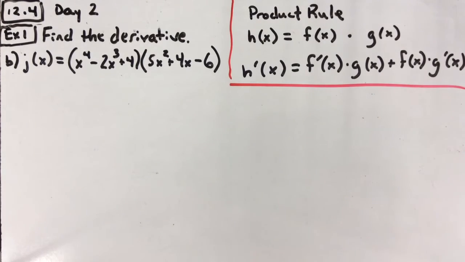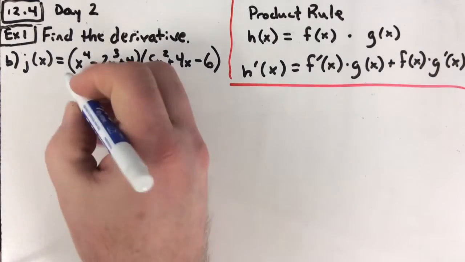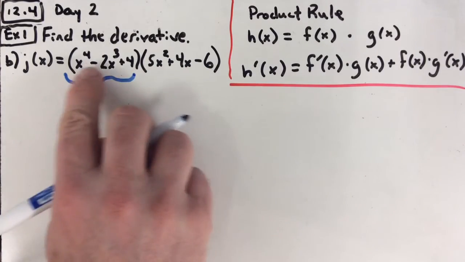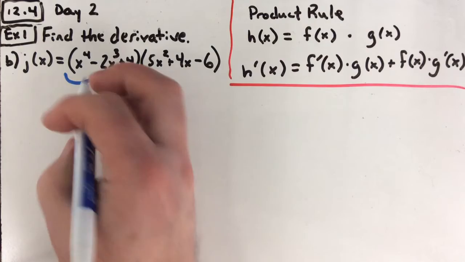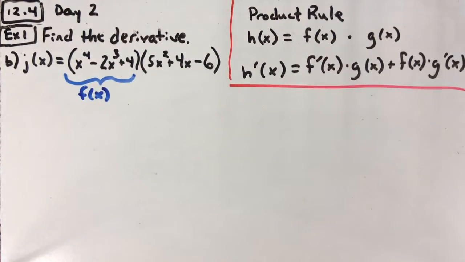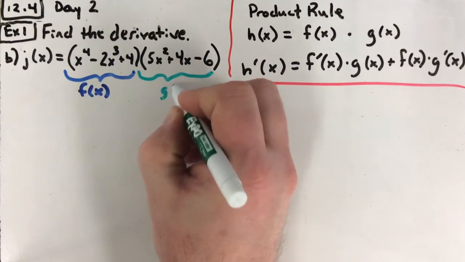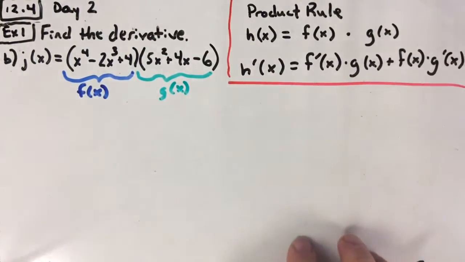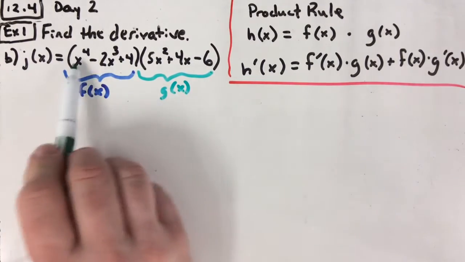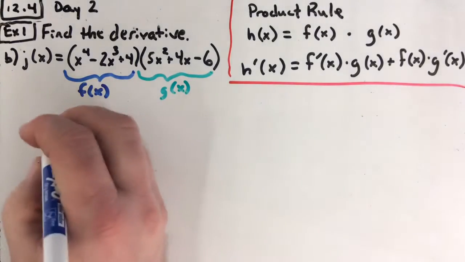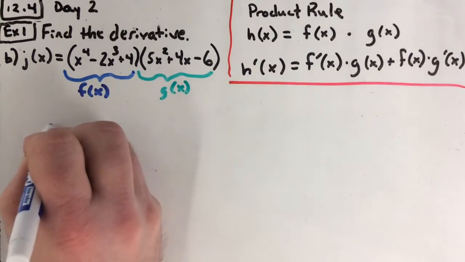Okay, when you go through and you calculate j of x, j prime of x, the derivative, what we want to do is recognize that we have two things being multiplied together here. We have one set of parentheses, that is f of x in the product rule, and that is being multiplied by another set of parentheses, and that is g of x. That's the second thing. So for j of x here, we have these two sets of parentheses. That's how they're going to be set up in the book. Then from there, what I would do on each problem is list out the four things that we need to do the derivative.